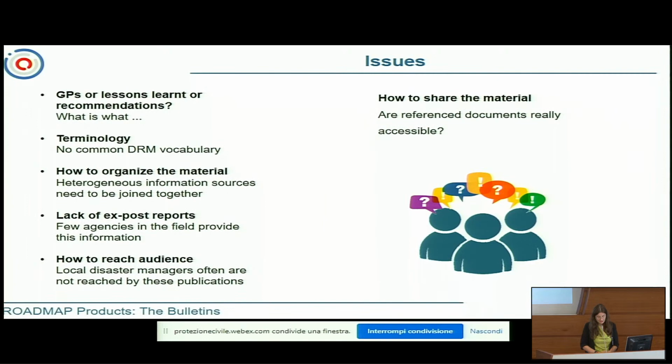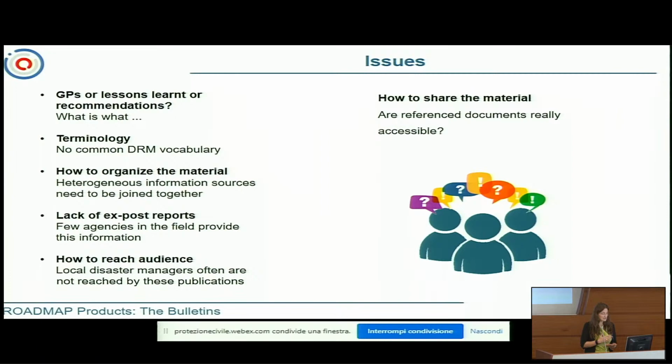As a first consideration, we could say that for certain topics and certain phases, there are a lot of materials, while for others, it is very difficult to find good practices. During this project, we ran into several issues, like the difference between good practices, lessons learned, and recommendations. In fact, it's not really easy to understand what is what.